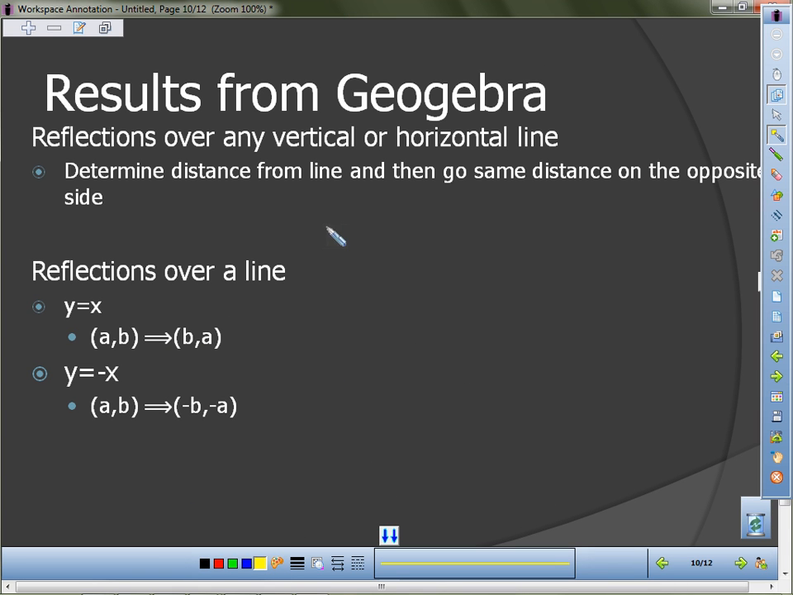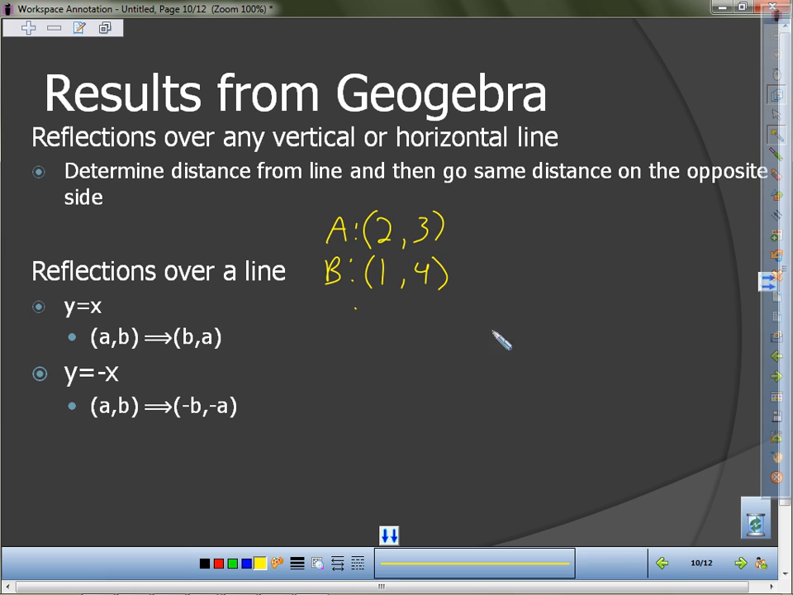Let's say I gave you these points, A, B, and C. Actually, we'll just do A and B. I've got 2, 3, and we'll do an easy one of 1, -4. Okay. Now, if I want to take those points and I want to reflect them over the line y is equal to x, that means that my x's and y's are just going to change. So my new point is 3, 2, and my new point is 4, 1.